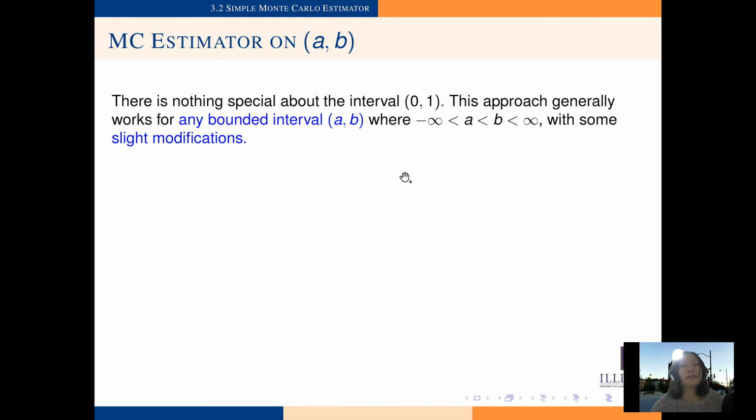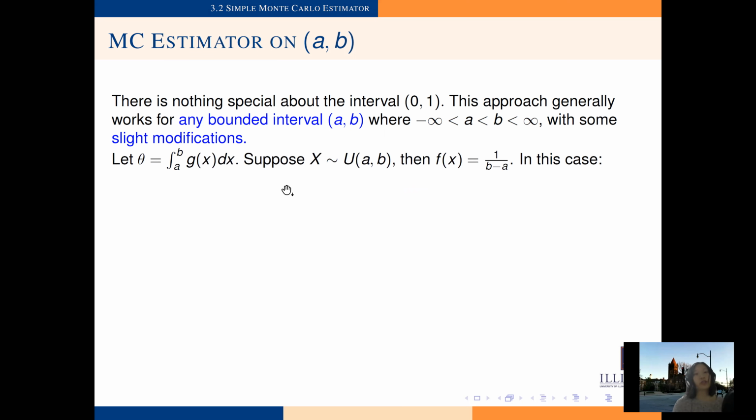So there really isn't anything special about the interval between 0 and 1. This approach for Monte Carlo integration is generalizable to any bounded interval between a and b, where a is greater than negative infinity and b is less than infinity. However, we need to make some slight modifications.